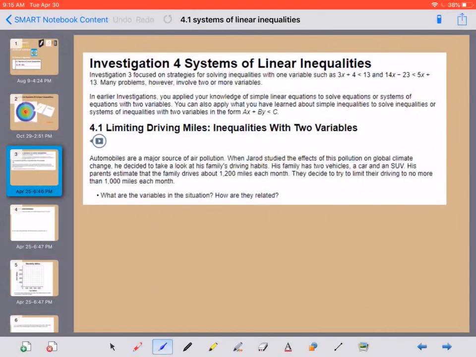Good afternoon, everyone. Today we are starting investigation 4 with 4.1. Today we are starting systems of linear inequalities. Now, we talked about systems before when we had equations.